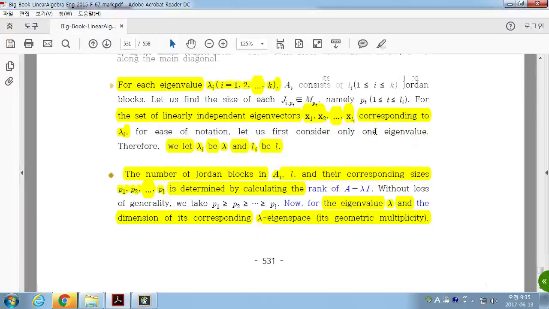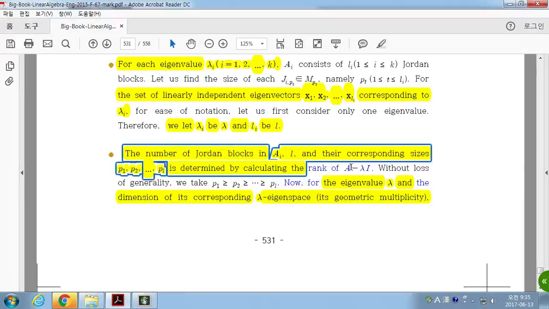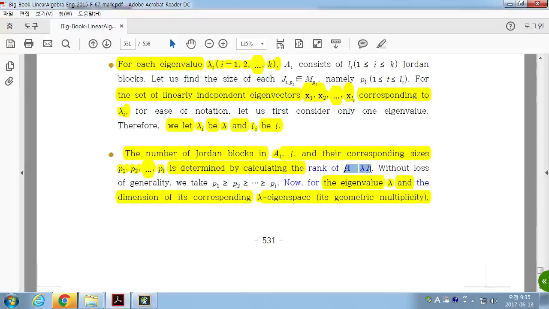Then how can we find them? As I mentioned, we will use the information on the rank of A minus lambda I, because A and the Jordan canonical form of A are similar. So the rank of A is the same as the rank of J_A, and also the rank of A minus lambda I is the same as the rank of J_A minus lambda I. So we will use this information.